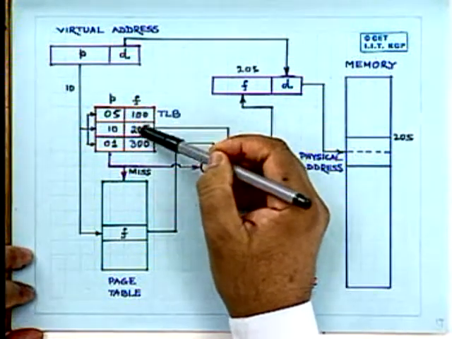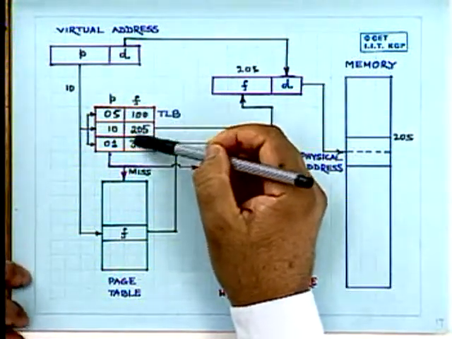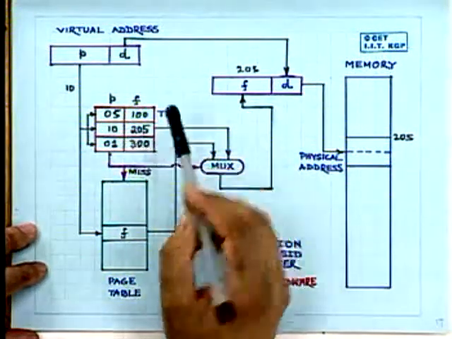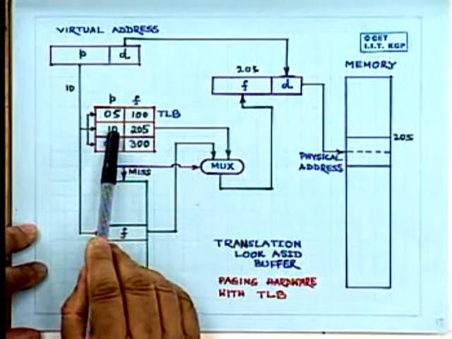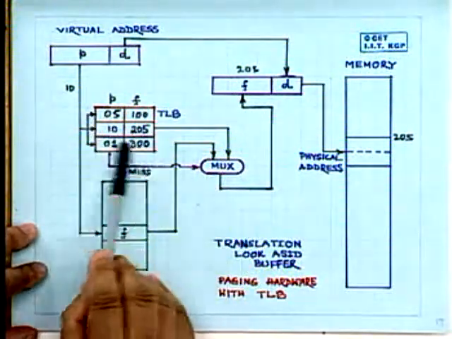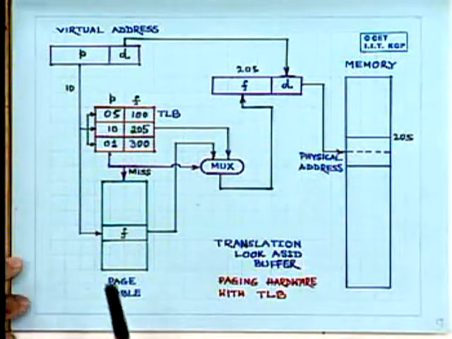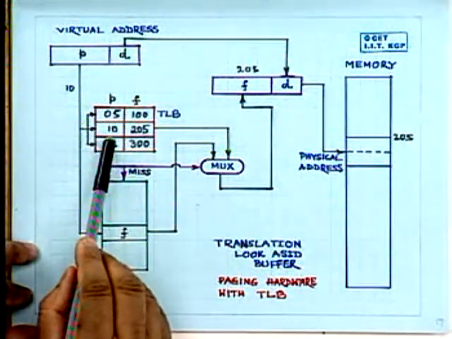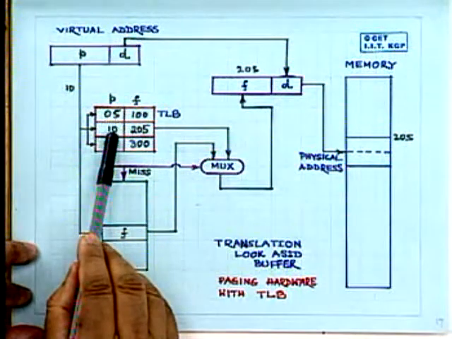This is not so small; it can be quite big, in the order of, say, 1000 buffers can be there. Now, what happens if it is a miss? That means if you find the corresponding page is not here, right?